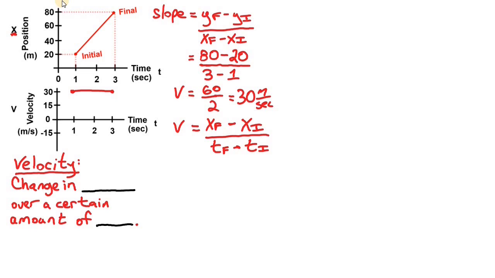Another way to write tf minus ti is like this. This is a triangle, called delta. This is a Greek symbol. The Greek symbol delta just represents the change in, so it's the change in the amount of time. This is one of our kinematic formulas that we will be using.